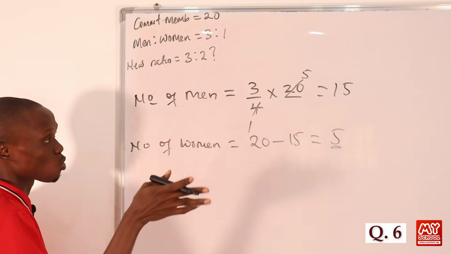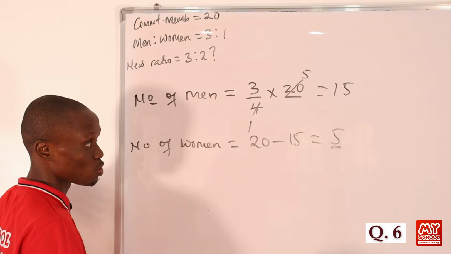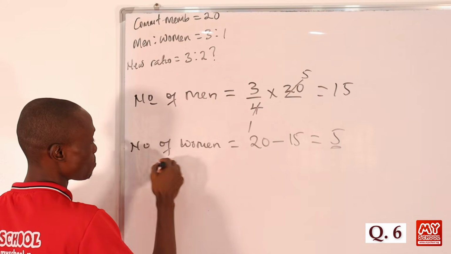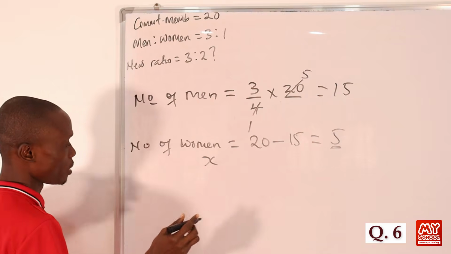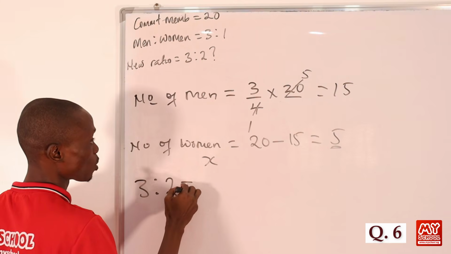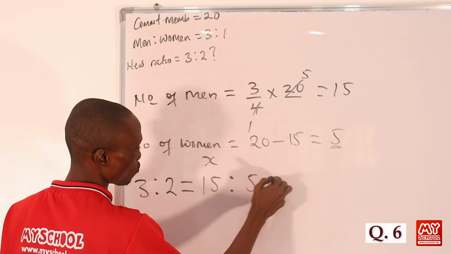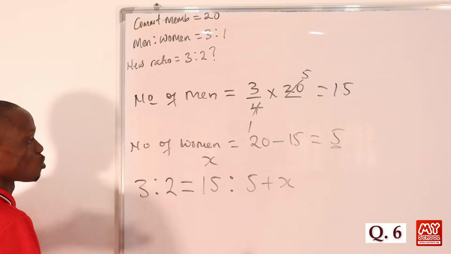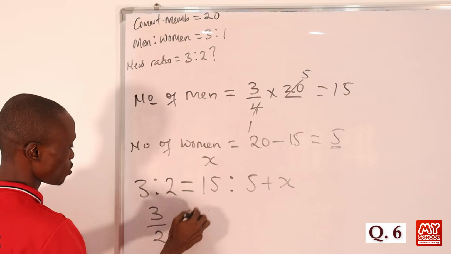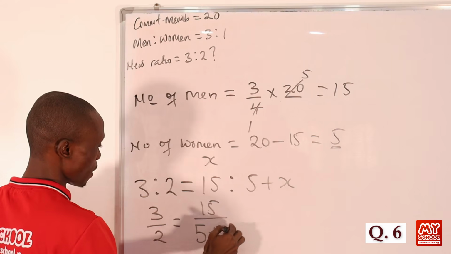So we are looking for the new number that will be added to the number of women that will make the new ratio equal to 3:2, right? So let's let that number be x, okay? Let the number be x. So here we'll have 3:2, which is the new ratio, and that will be equals to the ratio of men to the number of women. So we added x to the number of women. So this is the same thing as 3/2, right? So here we'll have 15 over 5 plus x, okay?